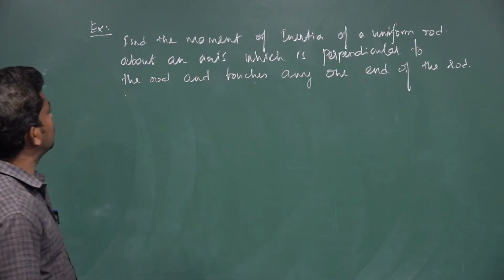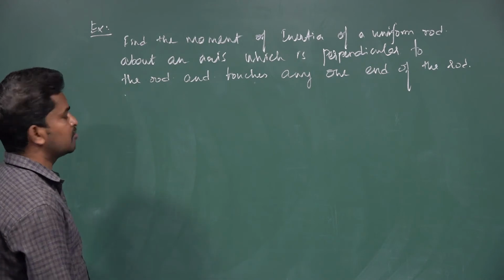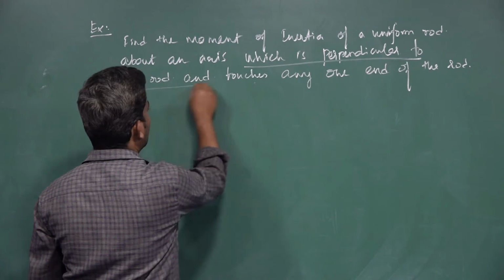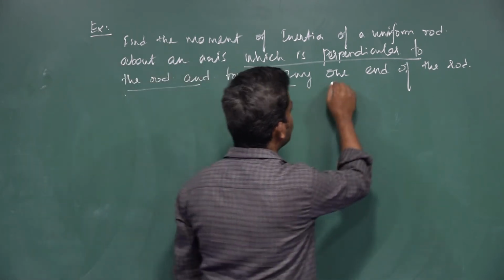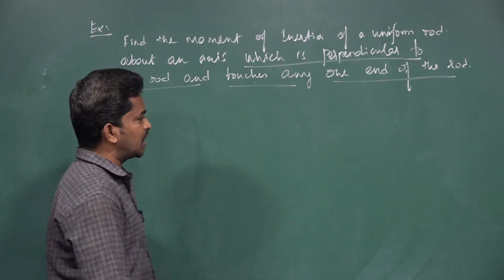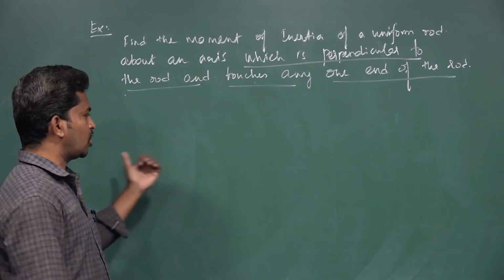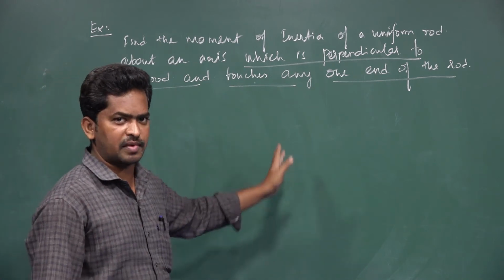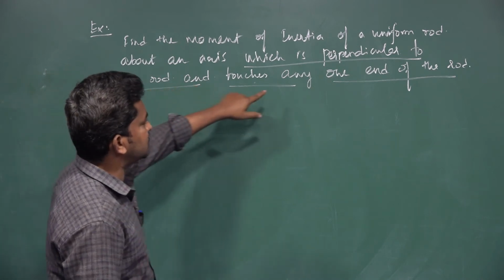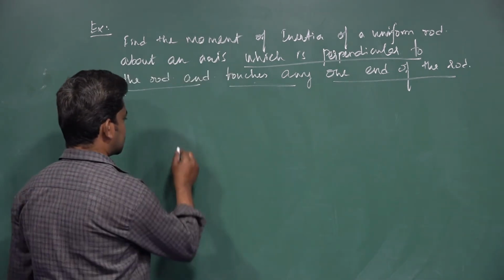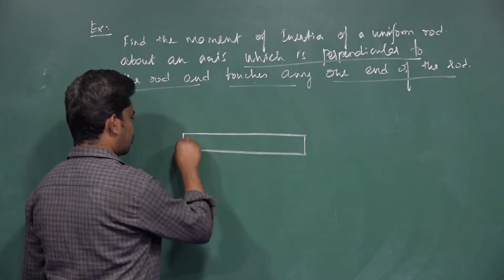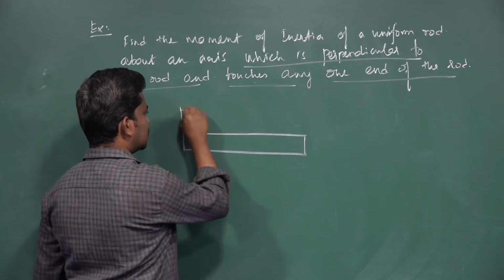And the next one is an example: find the moment of inertia of a uniform rod about an axis which is perpendicular to the rod and touches any one end of the rod. In the previous topic we had the axis placed at the center of mass, the center point of the uniform rod. Now we take the axis touching one end of the rod. This is a uniform rod. The mass of the uniform rod is M. The length of the rod is L.